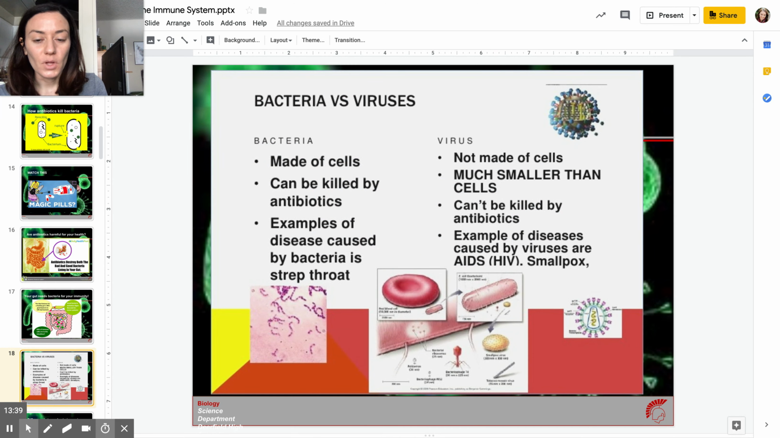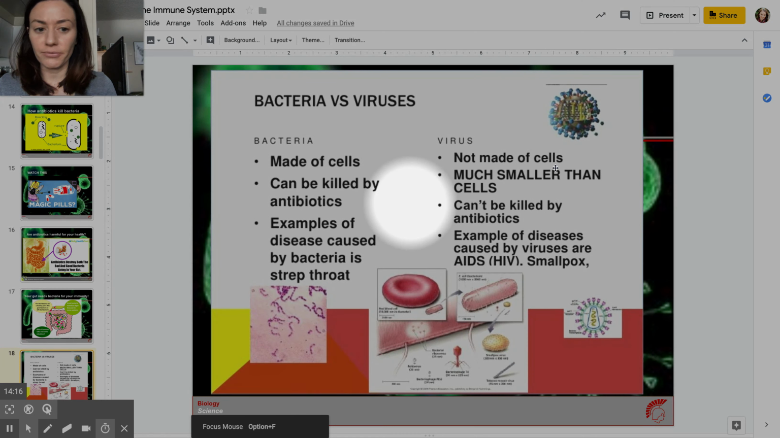All right. So tomorrow we are going to talk about the differences between bacteria and a virus. I just want you to know that a bacteria is a cell. It's a living thing. And of course, it can be killed by antibiotics. So if you get something like strep throat, okay, it can be killed by antibiotics. But a virus is very different. You see how a virus is very different?